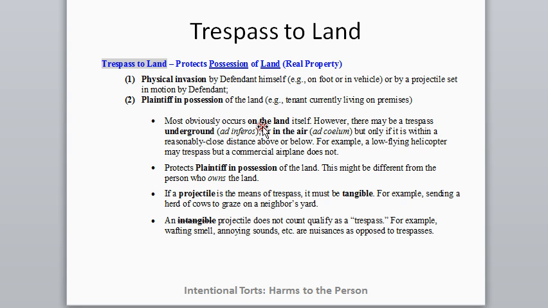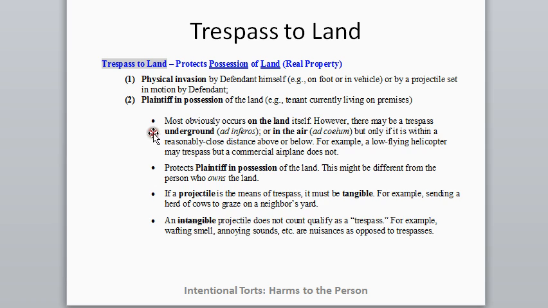Now, most obviously, this occurs on the land. Obviously, we call it trespass to land, but by land, we're really talking about the item that we're protecting, and the item of land is protected from things that might trespass underground or in the air as well. So, like I said, the drone is an example, or somebody that is creating a tunnel underground under your property. But only if it's in a reasonably close distance above or below. If a jetliner is a mile above your land, or even less than that, that's not a trespass.